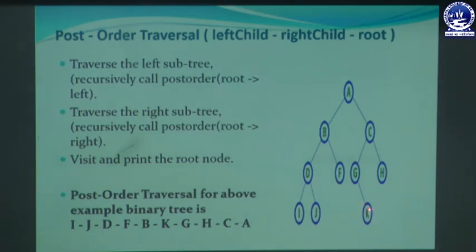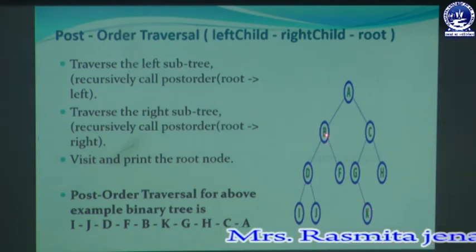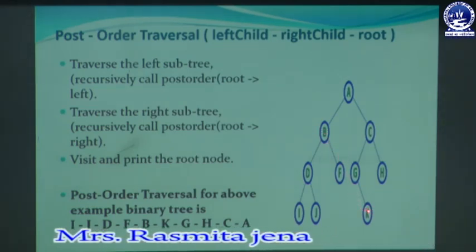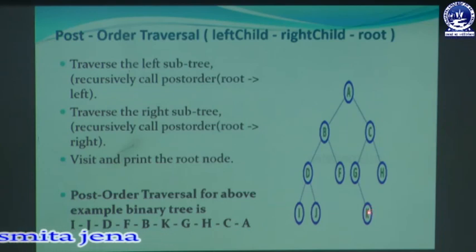And in the right subtree there is only one node present, that is K. So after visiting I, we will visit the node K. After visiting K, you can see we have visited the left subtree, where there is no node, and we have visited the right subtree. Then we can visit the root node of this left and right subtree, that is G. So after visiting K, we will visit the node G.